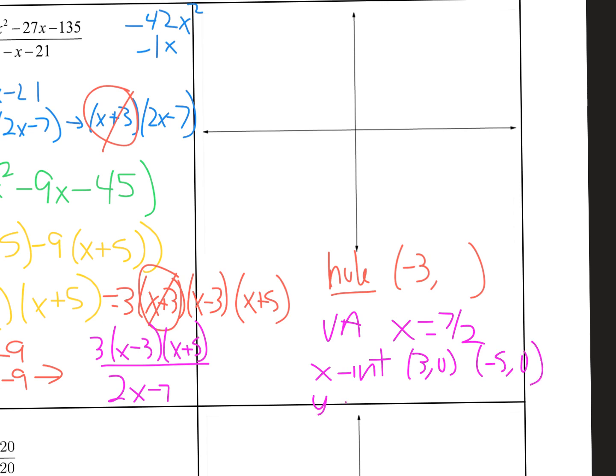I'm going to have a y-intercept when x is 0. And when x is 0, I get negative 9, negative 45 on top over 7, so 45 sevenths. That's a weird number.